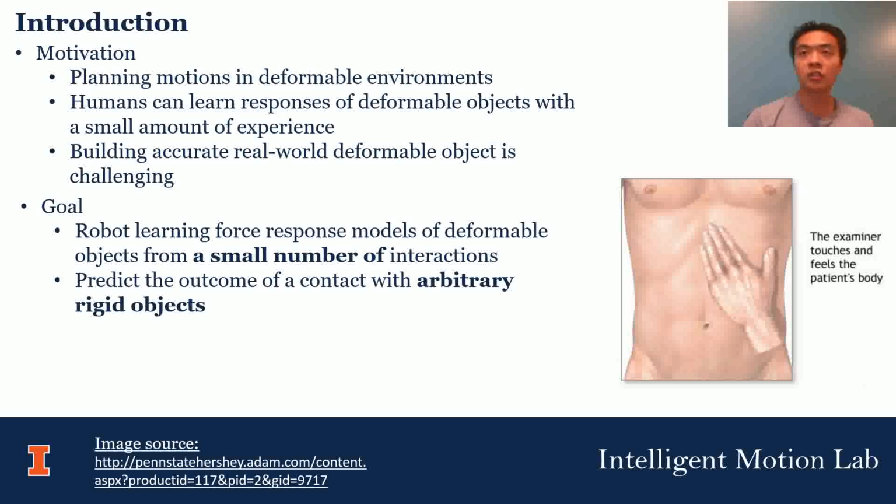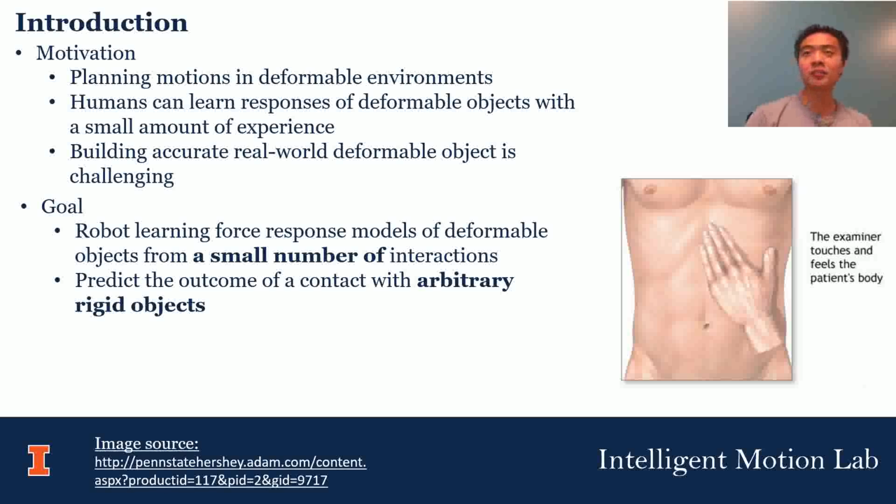Robotic manipulation of deformable objects in the real world has a variety of applications, such as packing deformable objects, robotic palpation in biomedical settings, etc. One of the challenges involved is building deformable object models from noisy, real-world data. Compared to humans, robots are quite bad at doing this.